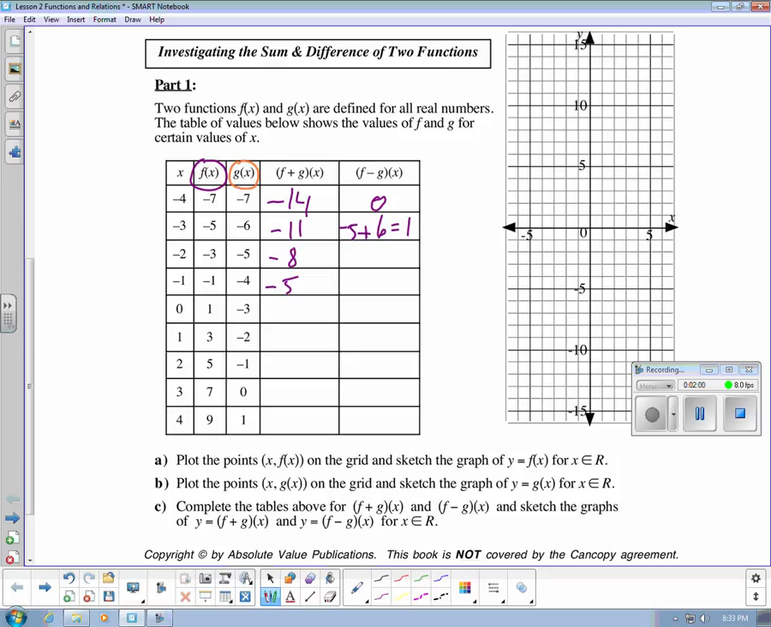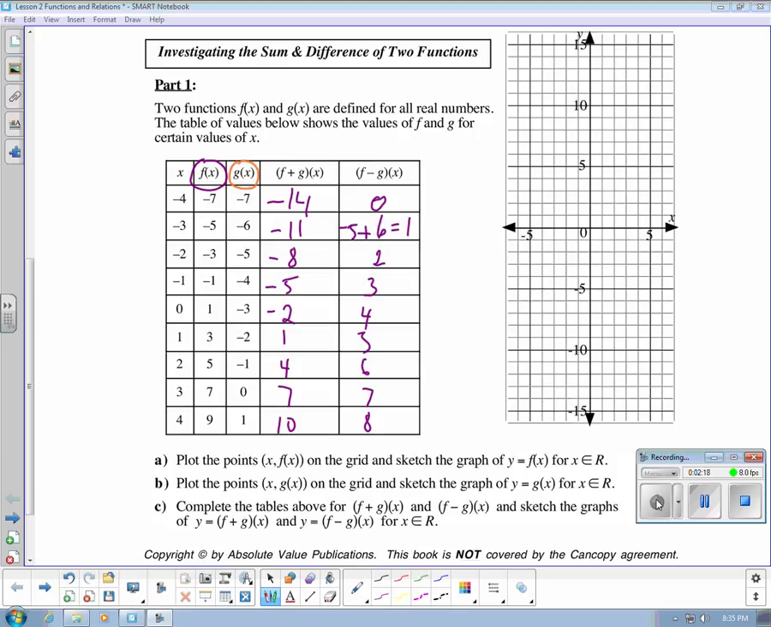-3 minus -5, that's 2. -1 minus -4, remember double negative becomes positive. -1 plus 4 is 3. And again, I'm going to give you time to complete the rest of the chart. So just double check that you've got those same values, because now we get to make some graphs.